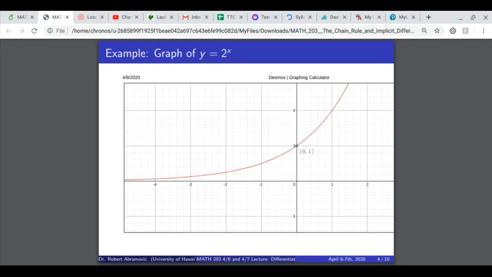Here's an example of the function 2 to the x. So if x was time and y was population, say of bacteria, this graph would represent a population that was doubling every time interval, every hour, for example. As you can see from this graph, it passes through the point 0, 1. That would represent at time 0 hours, there's 1 bacteria. After 1 hour, there's 2.